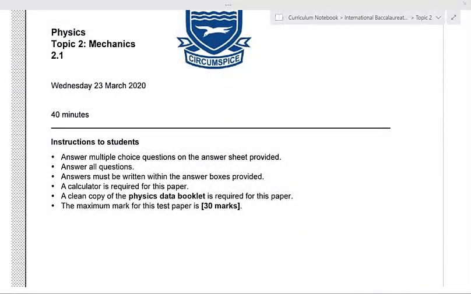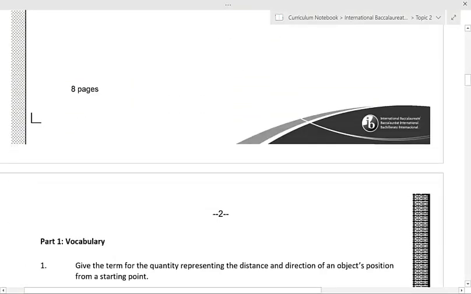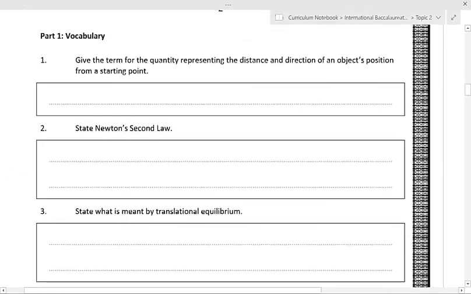Alright, this video will go over the answers to the test you've just done on motion and force. Okay, so we'll start with the vocabulary. The term for the quantity representing the distance and direction of an object's position from a starting point is displacement.